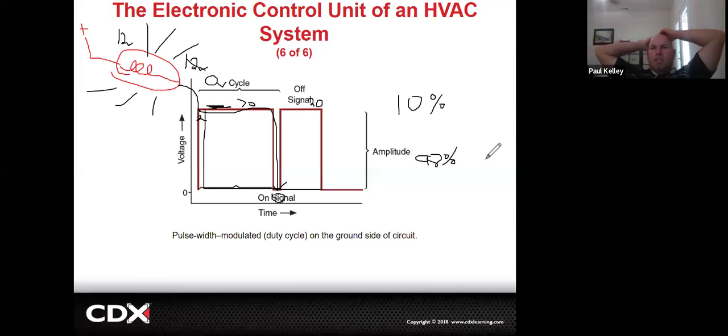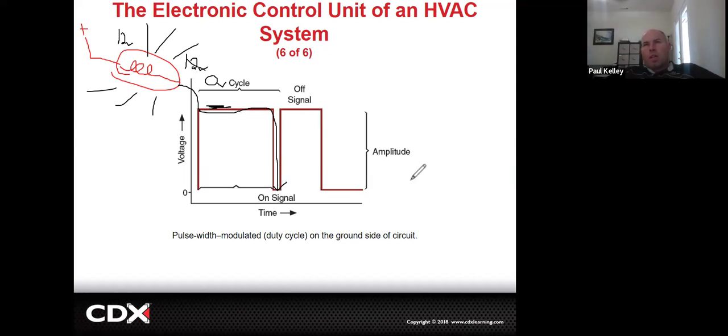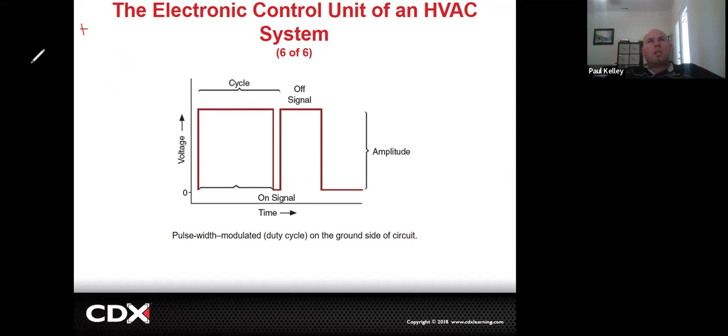Cool. So that would be a duty cycle controlled or pulse width modulated, they may say, on the ground. We can control a blower motor like that. There's gonna be a couple other types of blower motor controls that we use as well. Cool. Any questions on that? So far good, so far decent. Cool.